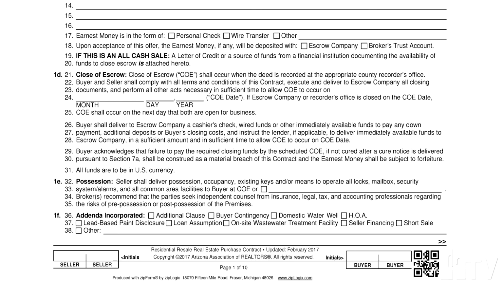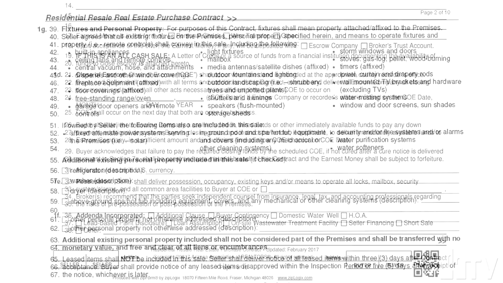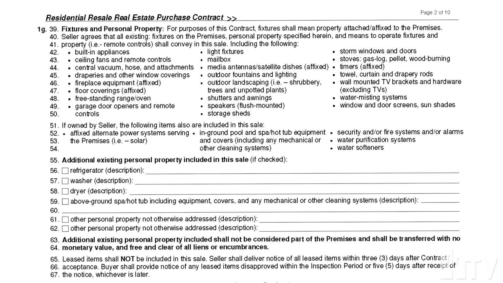All right. Possession, the addenda. I guess the only thing else we have to talk about, well, no, we got a few things to talk about in section 1G, right? Yeah, fixtures and personal property can be a big argument. No questions there, though. None, I think, at all.